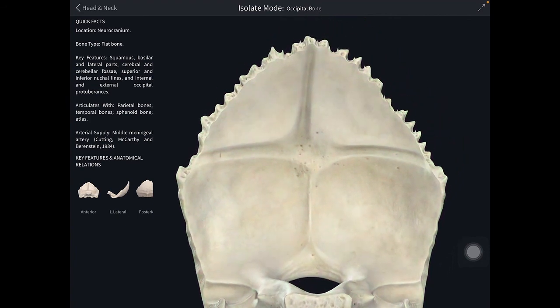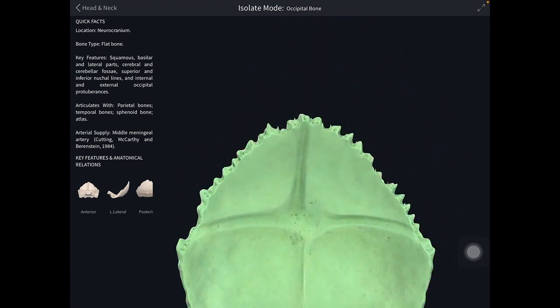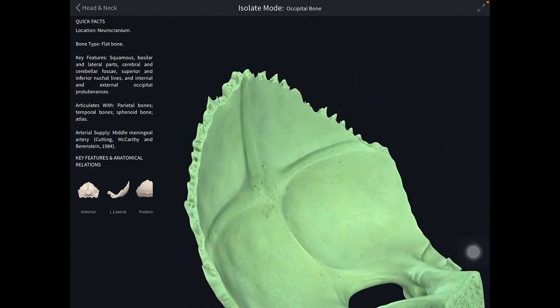Now we will see the angles. This is the superior angle. The superior angle is the meeting point of the sagittal and lambdoid sutures and is known as the lambda, where the occipital bone meets both parietal bones. Usually the posterior fontanelle is located at this lambda in the fetal skull. Now we will see the lateral angle. So this is the lateral angle.